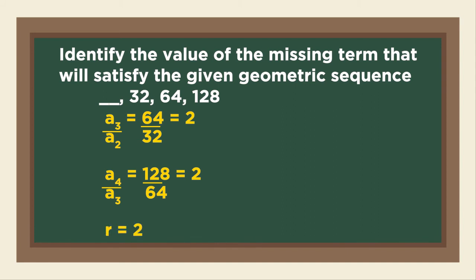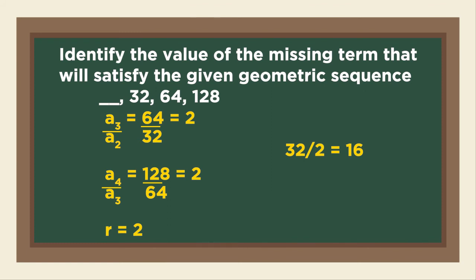Thus, the common ratio for this sequence is 2. Since we are looking for the unknown preceding term, instead of multiplying, we will divide the second term, 32, by the common ratio 2, which is equal to 16. Correct. Thus, our a sub 1, or the first term in the geometric sequence, is 16.